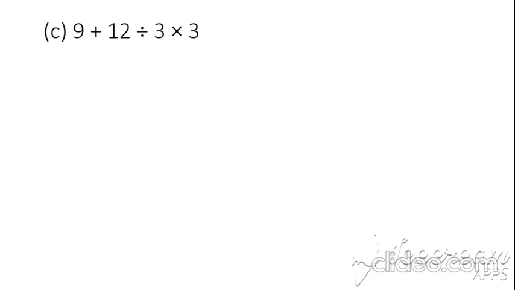Okay, now let's solve for C. So the same thing here, don't add first just because you're seeing the addition sign. So what will determine the sign that you're going to start with, because you're having addition, division, and multiplication? Which one should you start with?